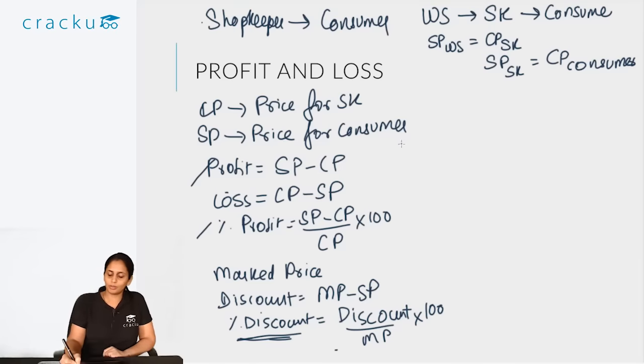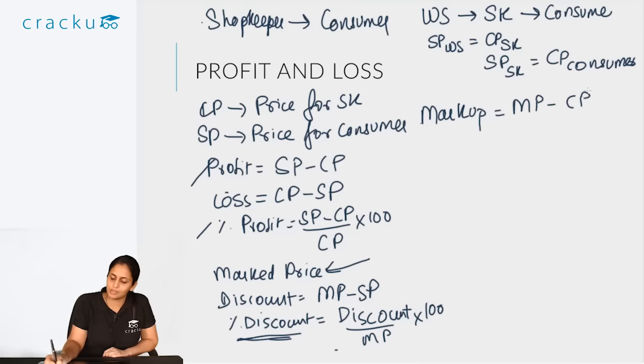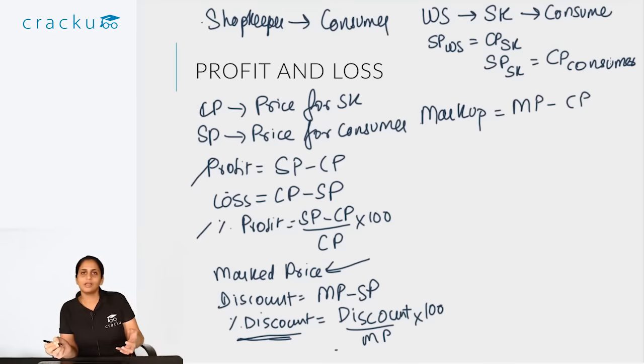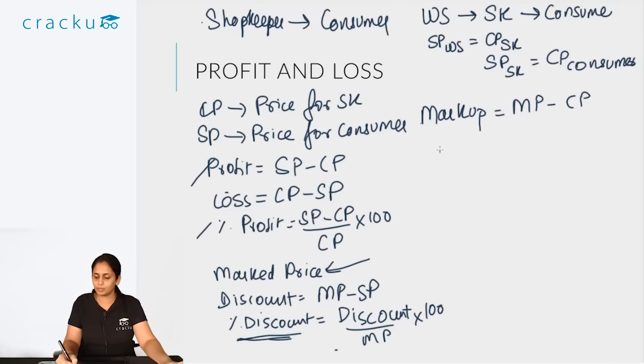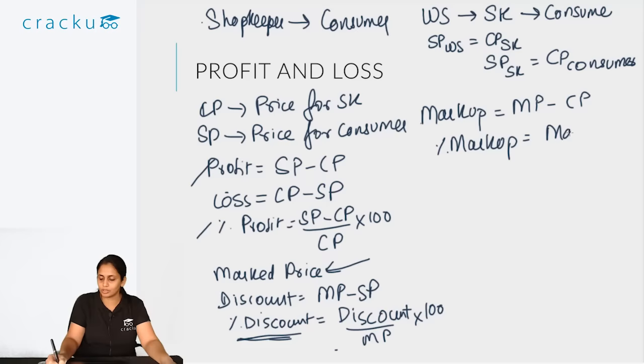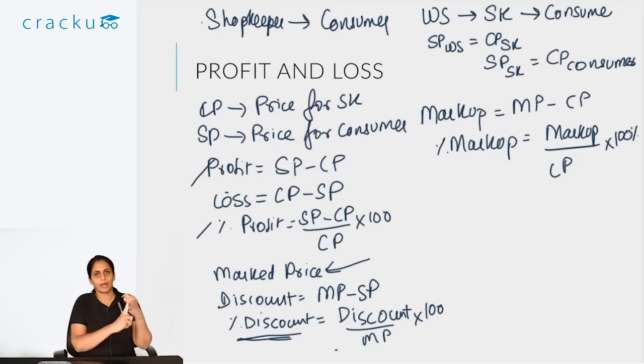From the perspective of the wholesaler, how does he decide the marked price? He decides the marked price by adding a markup to his cost price. So markup is basically marked price minus cost price. Suppose I bought something for 100 rupees. I'll put a 20 rupee markup on it and put a marked price of 120 rupees on that item. So the markup in this case would be 20 rupees. Percentage markup is also defined as a percentage of cost price, because I'll put a 20% markup in this case. So as you can see, profit and markup are a percentage of cost price. Discount is a percentage of marked price.